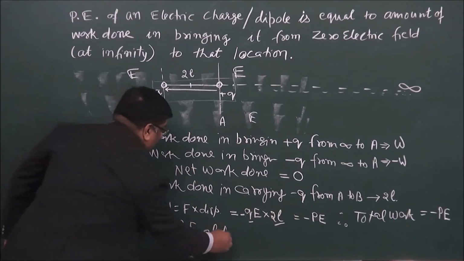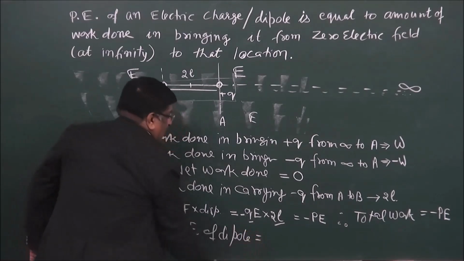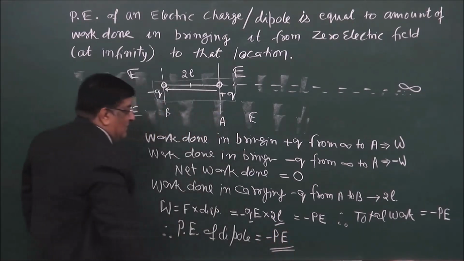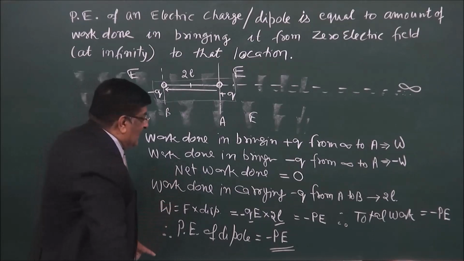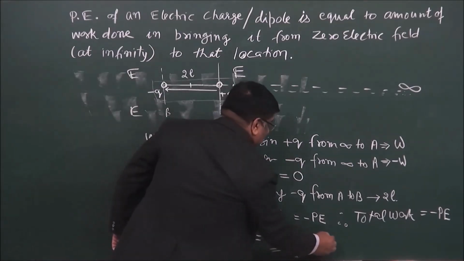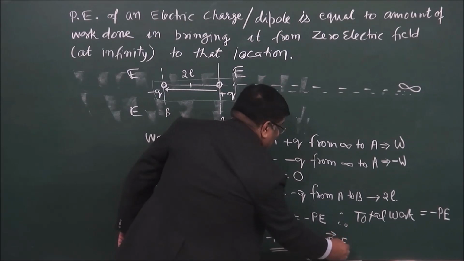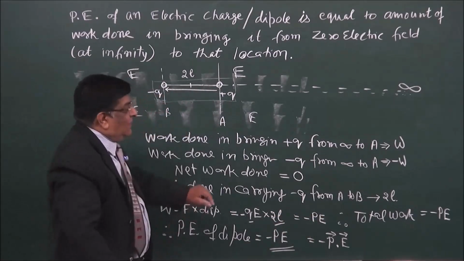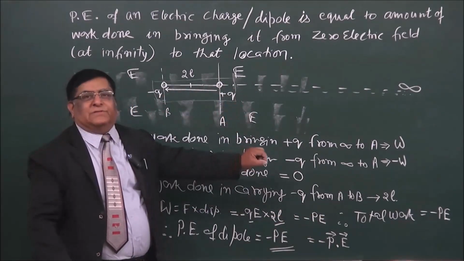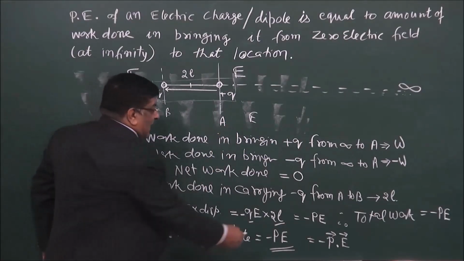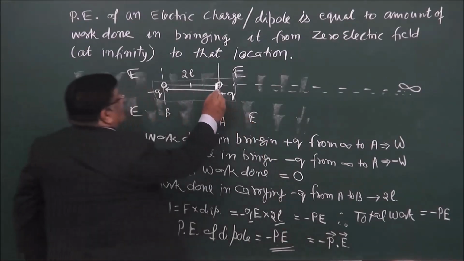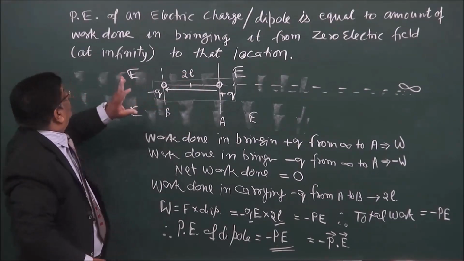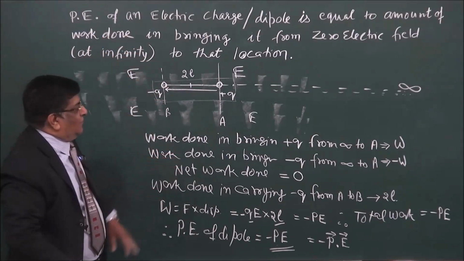Therefore, potential energy of dipole is equal to minus PE. This is potential energy. Now energy is a scalar quantity, and we can also write it as minus P vector dot E, a dot product of the two. This is PE cos theta. Theta has to be taken as 0, so this is minus PE. This is magnitude, this is vector form, and this is the potential energy of any dipole which is kept in electric field E. Okay, so this is calculation of potential energy.